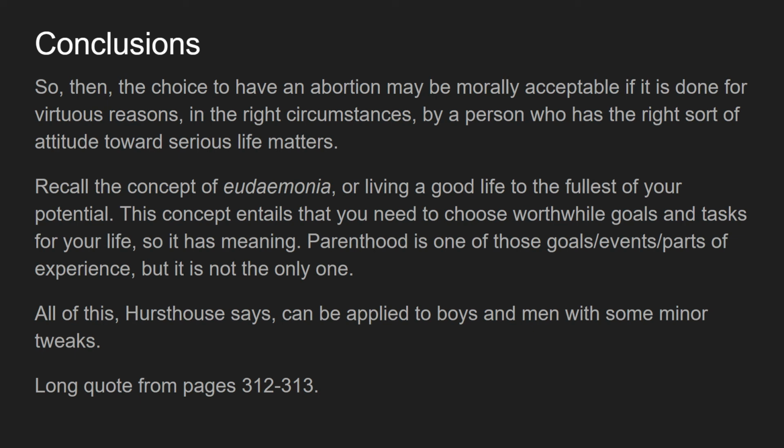So recall this concept of eudaimonia that we talked about, living a good life, living up to the fullest of your potential. That means you have to choose worthwhile tasks. And what does a worthwhile task mean? It means something that has deep value and meaning, which of course parenthood does. I don't want to say for the average human being. I want to say it's woven deeply into human life. So it has meaning. It's worthwhile. It's not the only human endeavor or task that has meaning or is valuable, but it is a central one.